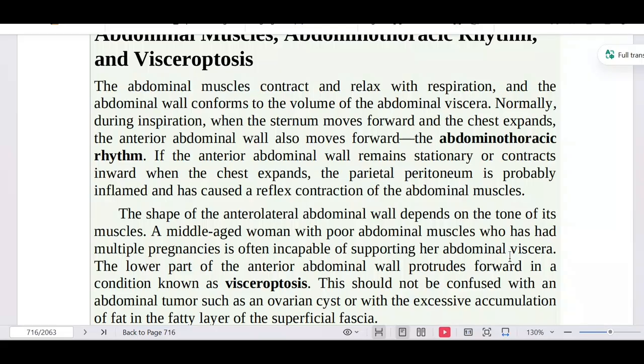The book is saying that we shall not confuse visceroptosis with an abdominal tumor, because in an abdominal tumor there will also be a protrusion of the lower part of the anterior abdominal wall, such as in an ovarian cyst, or the protrusion of the anterior abdominal wall can also occur in case of excessive accumulation of fat in the fatty layer of the superficial fascia. Okay, so that was all about the anterolateral abdominal wall muscles and the rectus sheath. So the anterolateral abdominal wall muscles are completed here.